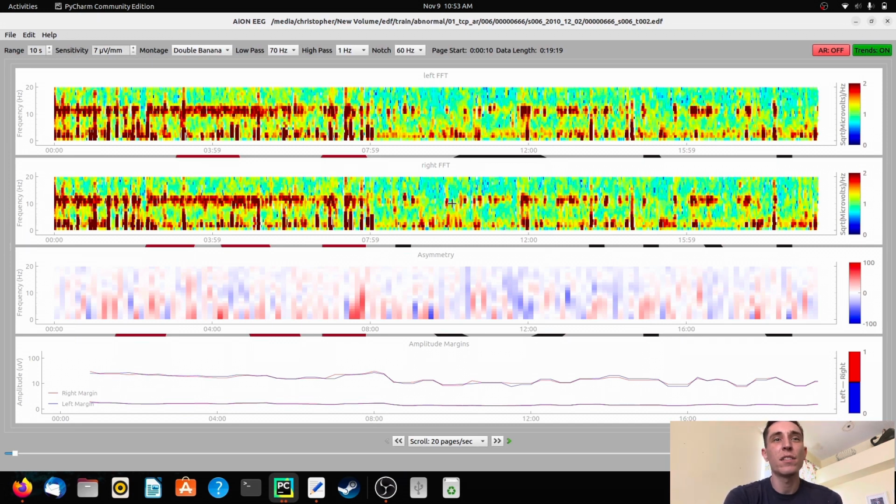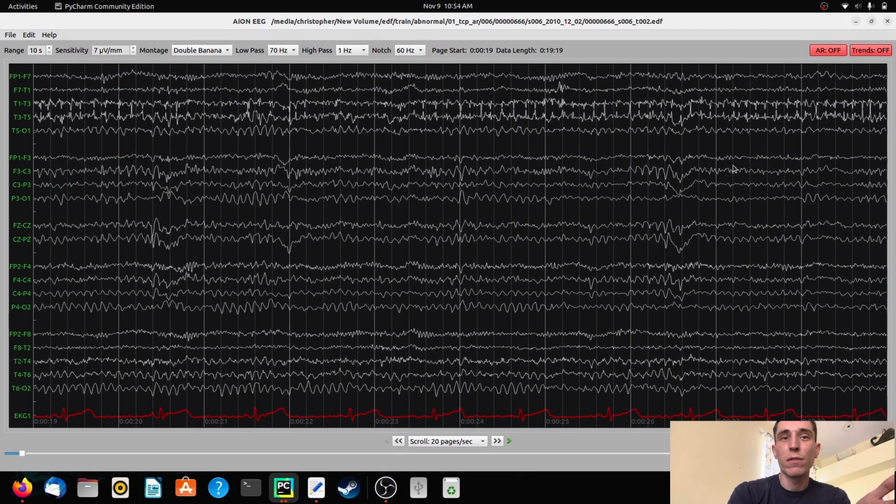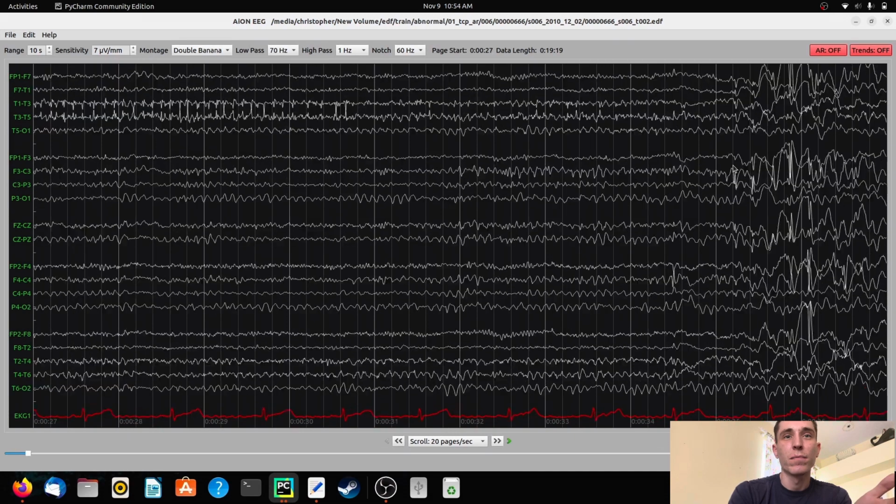Now, I don't see any seizures on the trends, so we can close this and actually scroll through the EEG waves now. See, we got a lot of information just by looking at the first page of EEG and the trends. Now, my friends, it's time to scroll through the EEG and see if we can find out anything interesting.